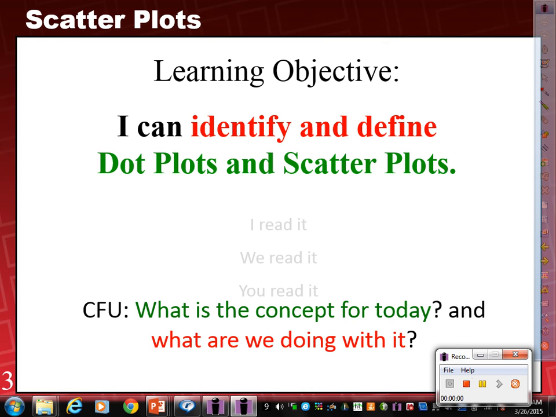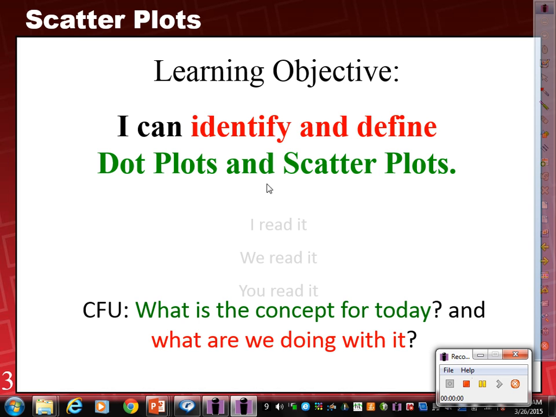Objective for today: I can identify and define dot plots and scatter plots. Let's read together. 1, 2, 3. I can identify and define dot plots and scatter plots. So the two things that we're going to compare today, or that are new, are dot plots and scatter plots.